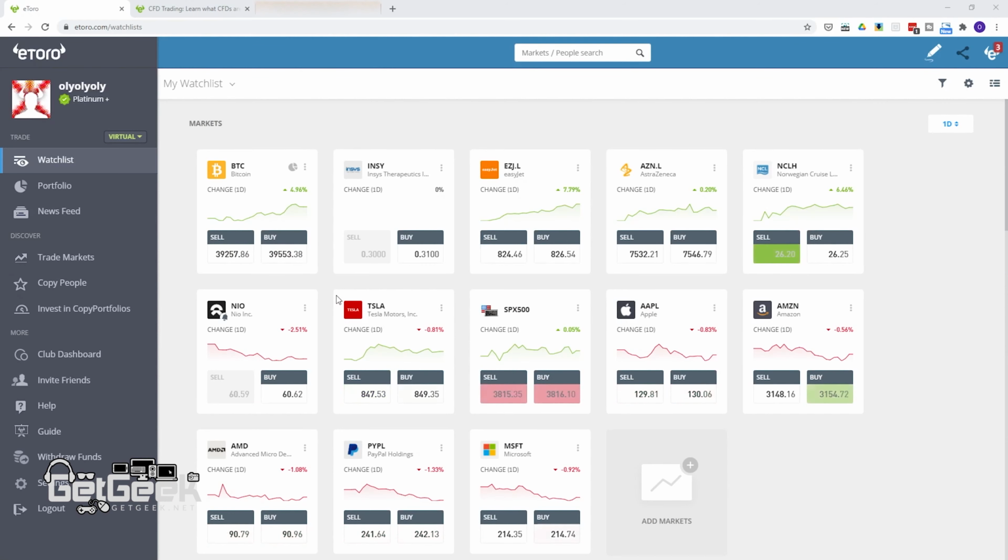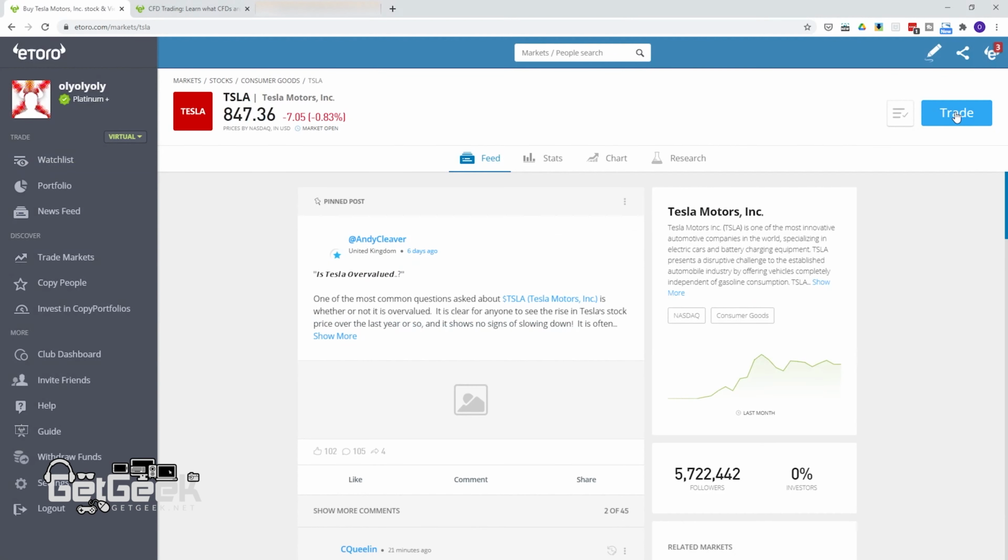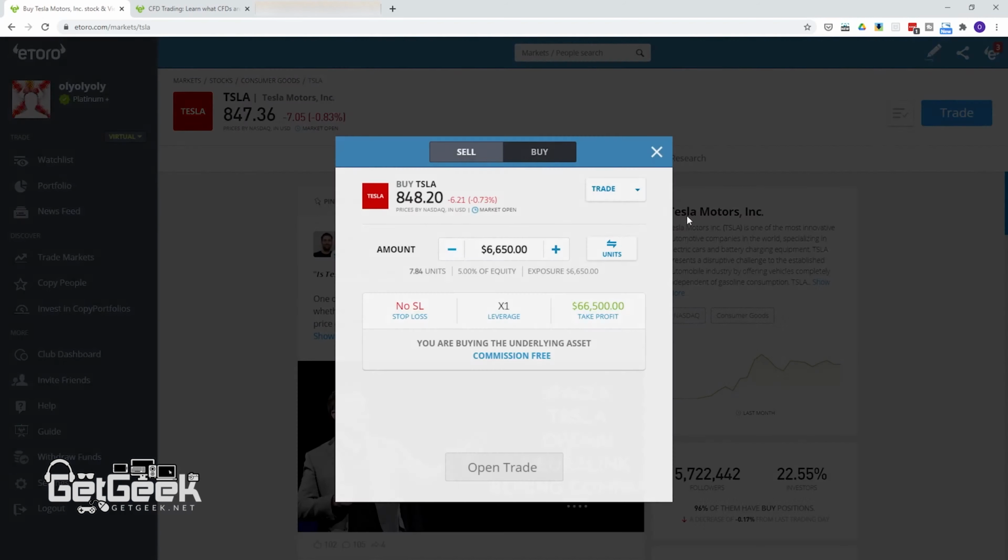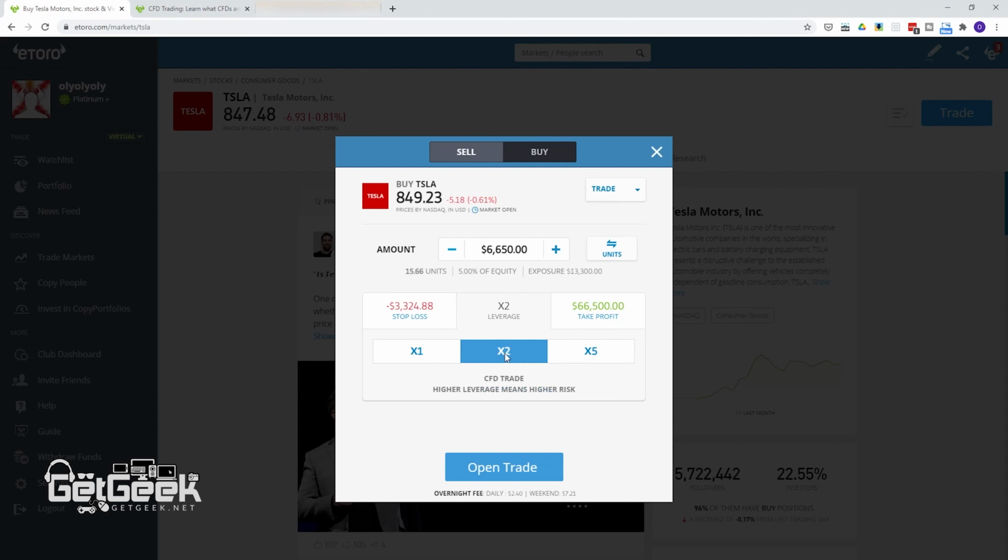And there's a couple of easy ways to tell if you're trading a CFD on the Etoro platform. If we have a look at my virtual account here, if we were to go to everyone's favorite stock at the moment, Tesla, and if we press trade here, you can see there 1x leverage, you are buying the underlying asset. So that is not a CFD.